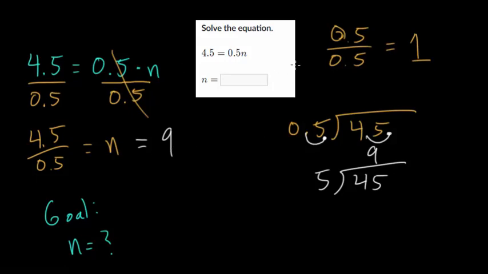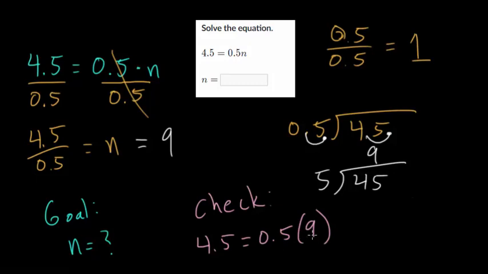And at this point, we can check our answer. So let me change colors here. We're plugging in n equals 9 into the equation. So we get 4.5 equals 0.5 times 9. And remember, when multiplying decimals, 9 times 0.5, we multiply ignoring the decimals, so you get 45. And at the end, we count up the decimal places in each of our factors. There's none here, and there's 1 here. And we just move it over the total between the two, which was just 1 in this case. So you do get 4.5, which means that we can feel very confident that n does in fact equal 9.